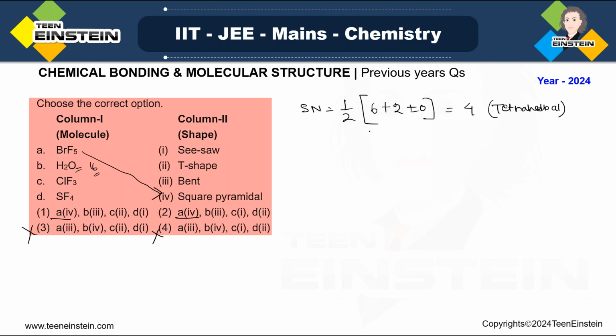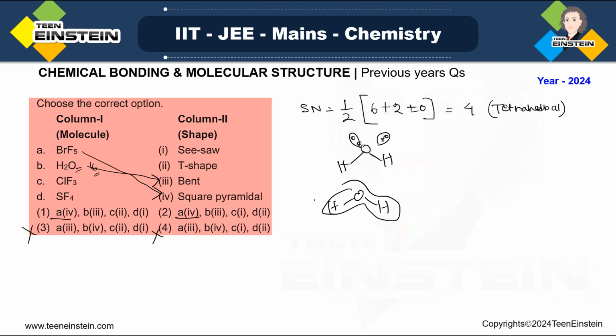But as with oxygen there are 2 hydrogens, so the rest of the positions in the tetrahedral will be 2 lone pairs. So without the lone pairs, if you consider the shape, it is actually bent. So B should be matching with 3. It is a bent structure. Just focus on this part. Isn't it a bent structure like this?